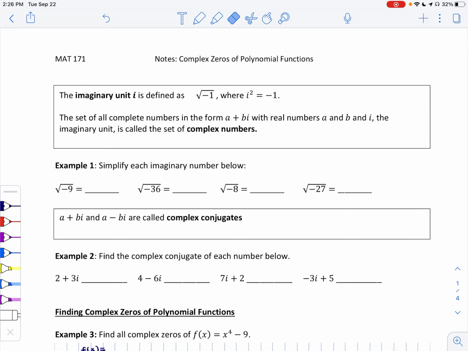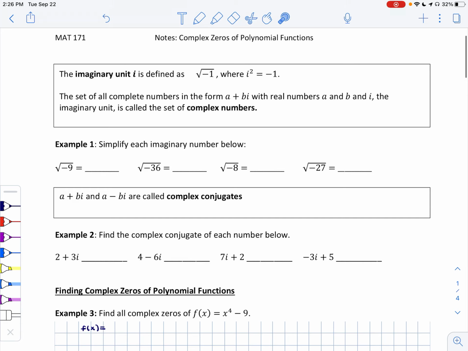In this video, we're going to start looking at the complex zeros of polynomial functions. In the past, we've always just said that you cannot take the square root of a negative number. This is true if you're only working with the real number system. But today we're going to start talking about the imaginary number system, in which we're allowed to discuss the square root of a negative number.